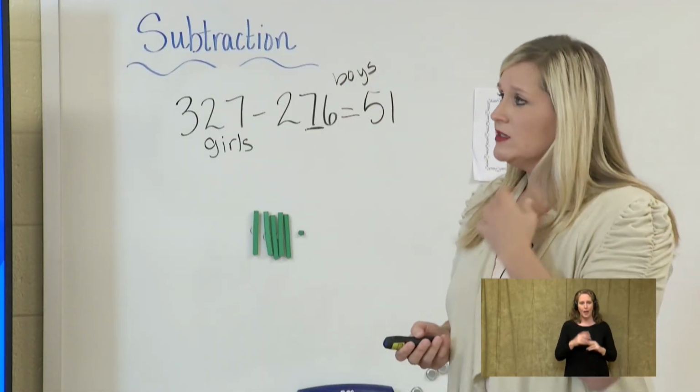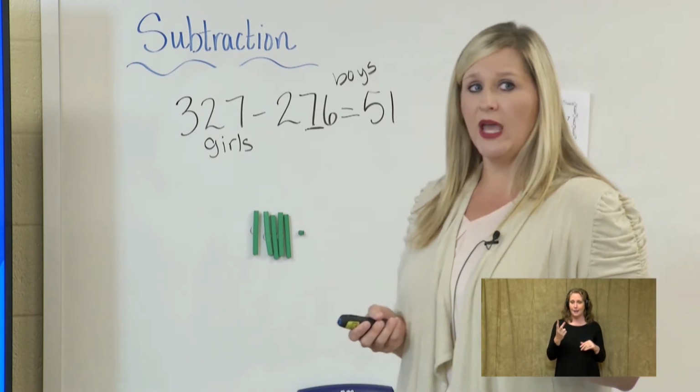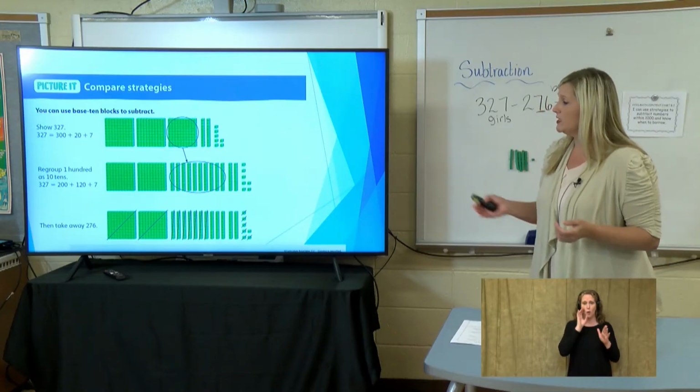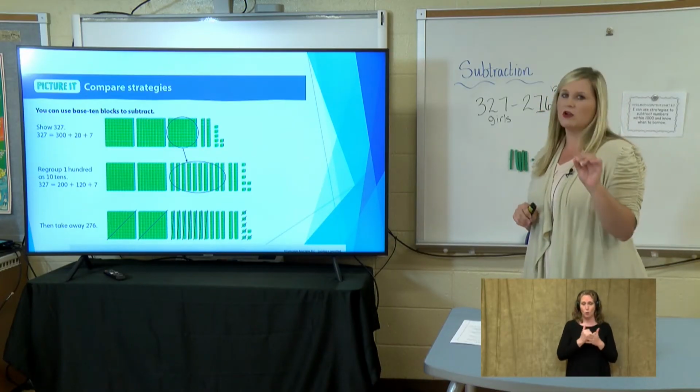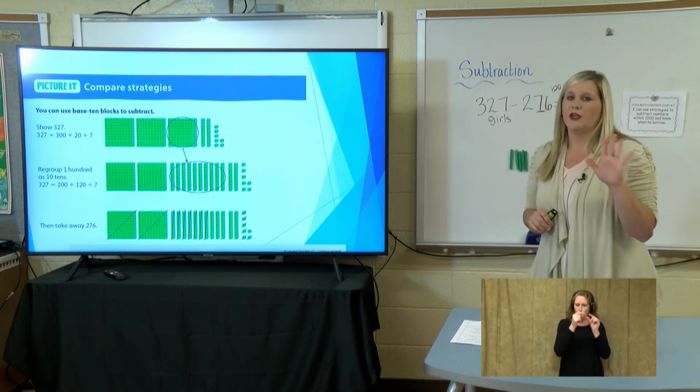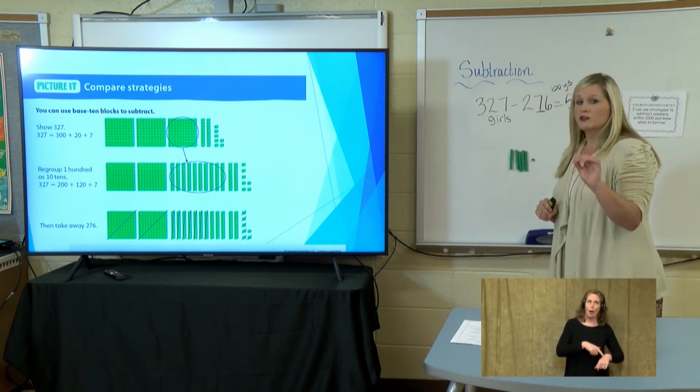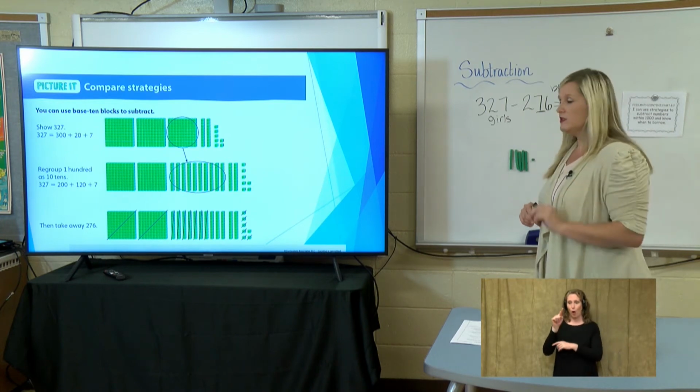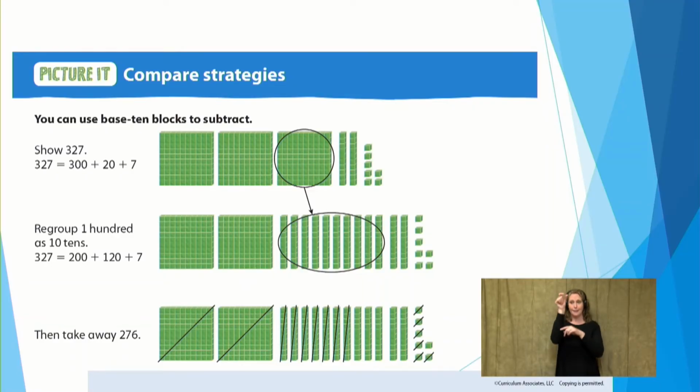So you can look up here and see that we would be able to draw a picture if we needed to. Now, are we going to draw every single little square? No, that would take forever. We're going to draw our squares for hundreds, our sticks for tens, and our dots for ones. So if we wanted to do the picture strategy, we could totally draw that up here instead. So we just actually acted out this whole thing right here. We used base 10 blocks to solve that problem.